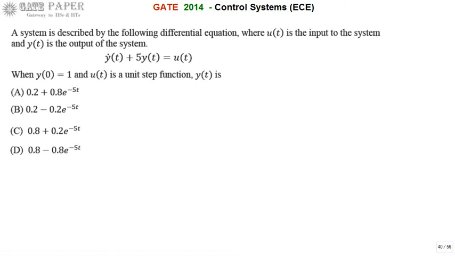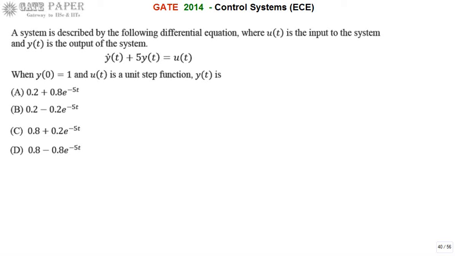Hello, we are discussing the GATE 2014 ECE paper. A system is described by the following differential equation: dy/dt plus 5y(t) is equal to u(t), where u(t) is the input of the system and y(t) is the output of the system, and the given initial value is y(0) = 1, and u(t) is a unit step function. Find the value of y(t).